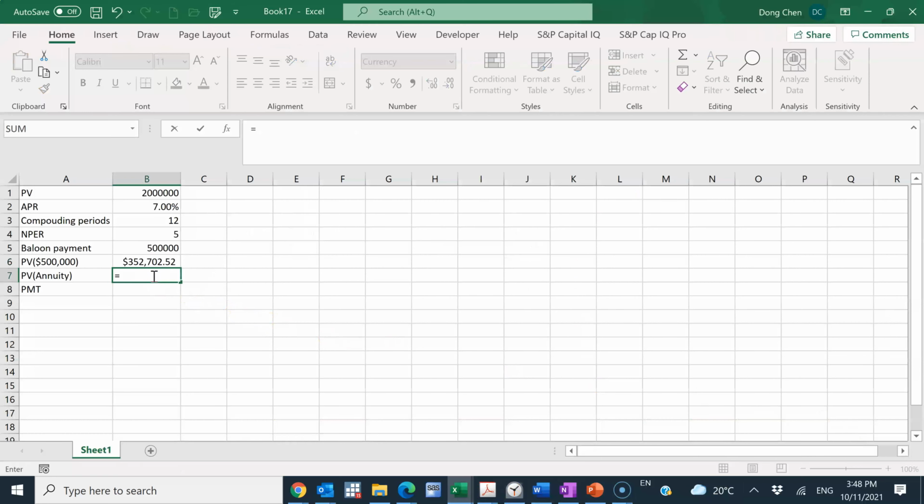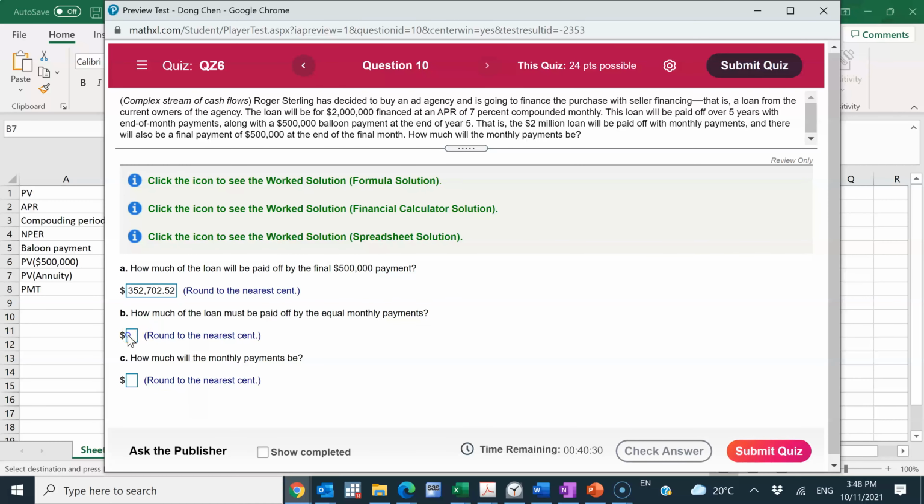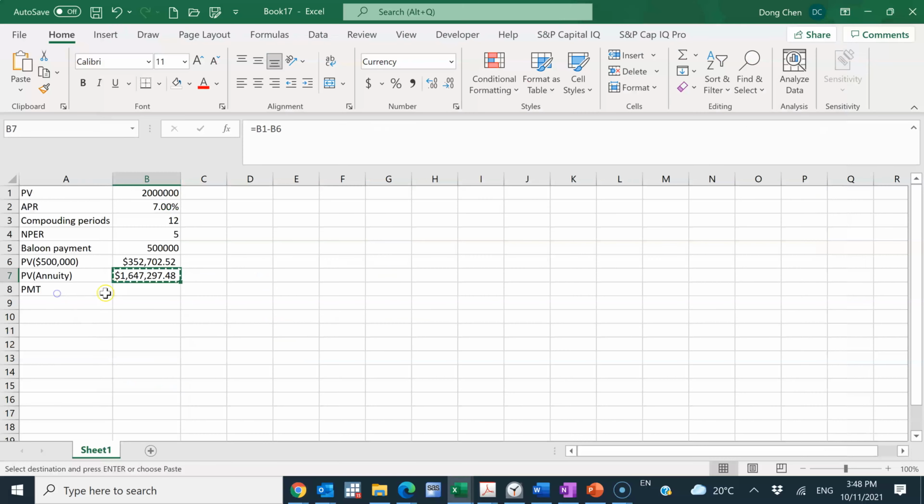And then that equals 2 million minus this present value of this $500,000 balloon payment, and copy this number back. And I think I also followed the rounding requirement, and get rid of the dollar sign. And finally, how much will the monthly payments be? Now we know the present value of this annuity, right? And then the final part of this question is asking us what is the payment, right? What is the monthly payment?